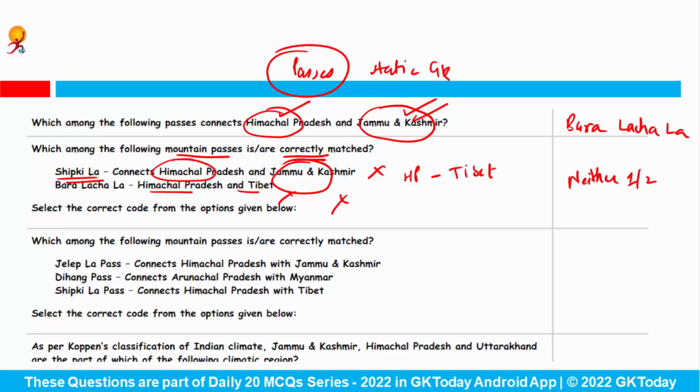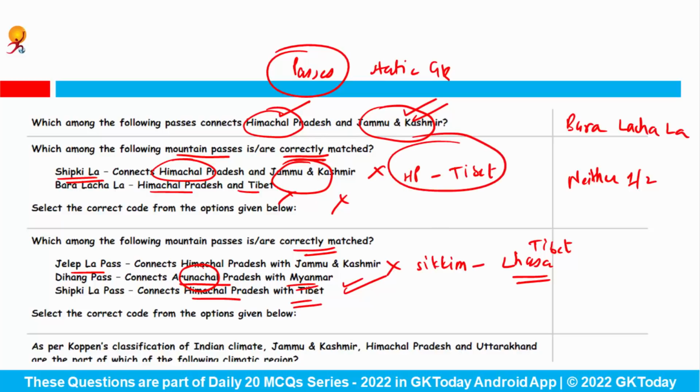Then third question says, which among the following mountain passes are correctly matched? First is Jilepla Pass. It connects Himachal Pradesh with Jammu and Kashmir. No, basically the Jilepla Pass connects Sikkim with Lhasa, and Lhasa is the capital of Tibet. Then it says Dihang Pass connects Arunachal Pradesh with Myanmar. Yes, this is right, because Dihang Pass obviously lies in Arunachal Pradesh and it connects Arunachal Pradesh with Myanmar. Then third says Shipkila Pass connects Himachal Pradesh with Tibet. I have told you here that yes, it connects Himachal Pradesh and Tibet. This is also right. Correct answer would be only 2 and 3.